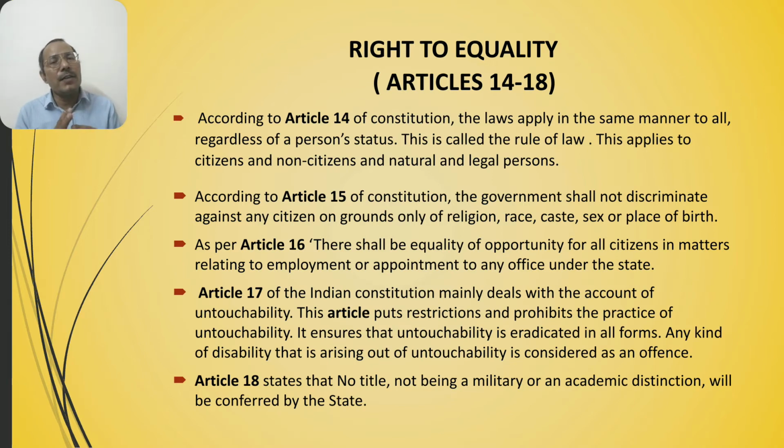Article 17 of the Indian Constitution mainly deals with the matter of untouchability. This article prohibits the practice of untouchability. It ensures that untouchability is eradicated in all forms. Any kind of disability arising out of untouchability is considered an offense. Article 18 states that no title, not being a military or an academic distinction, will be conferred by the state.